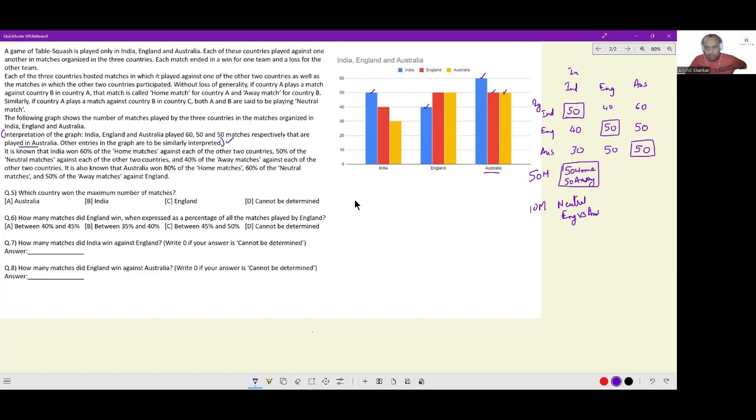Which also gives us, see, in India, and England and Australia, we can see the matches of India versus England, India versus England. But I don't have enough space here, so I'll have to move this table a little.